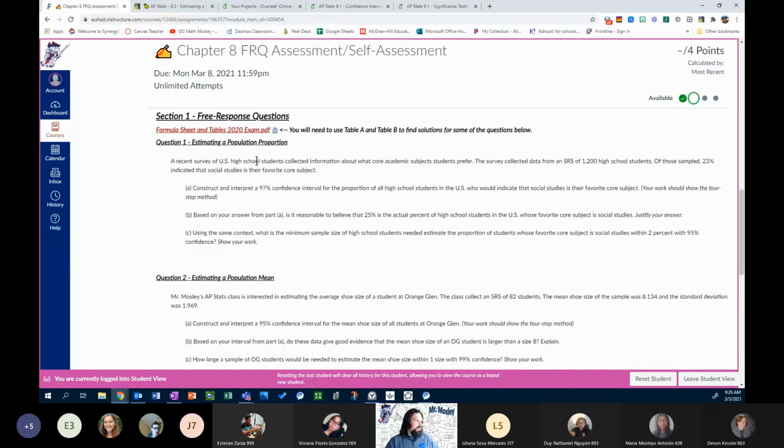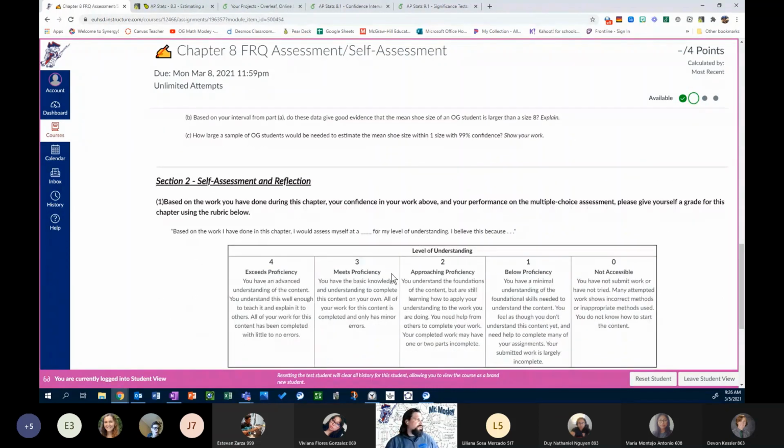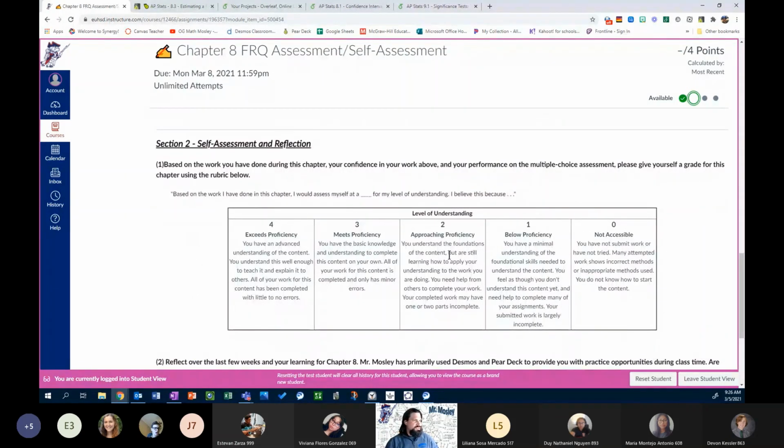There's one question for estimating population proportion, having to do with constructing and interpreting a confidence interval, confirming or justifying a claim based on your confidence interval, and then calculating a minimum sample size. You have to do those three things for each of these examples, once for the proportion, once for the mean. Please show all your work and try to keep your work organized. That helps.